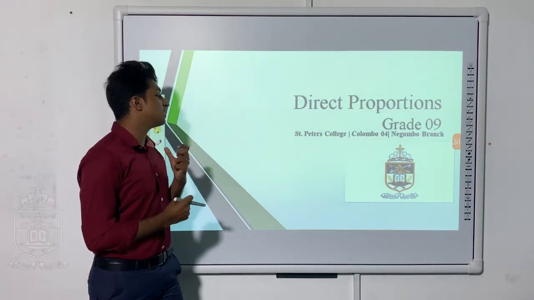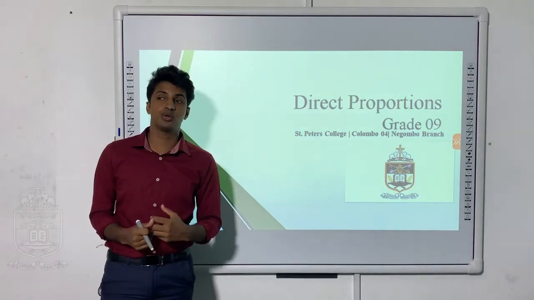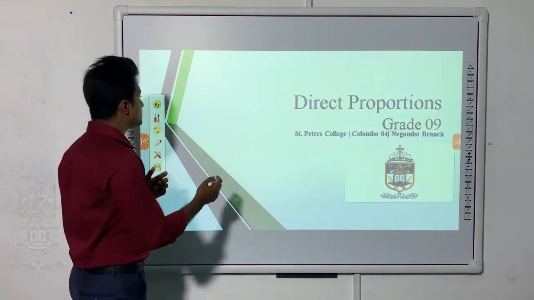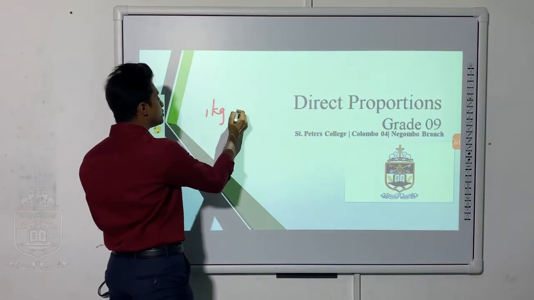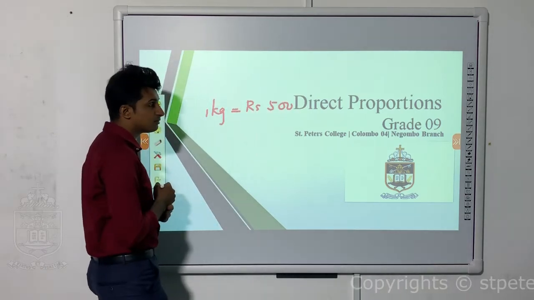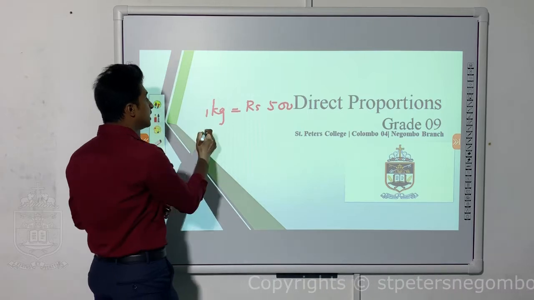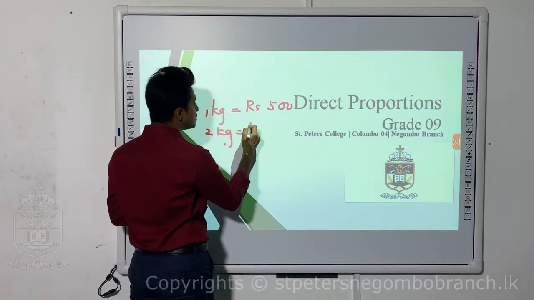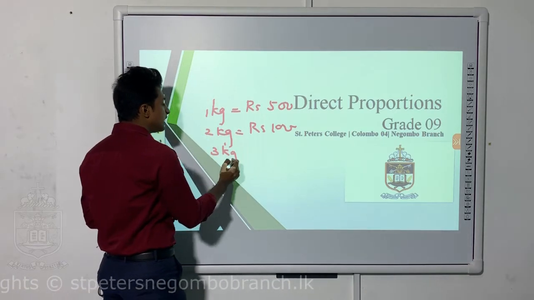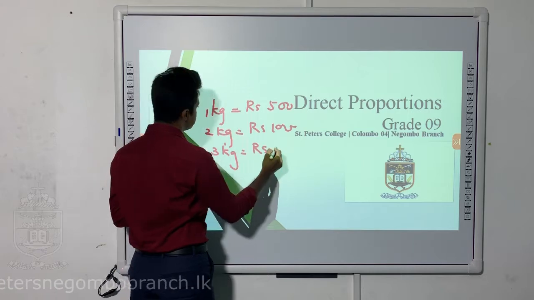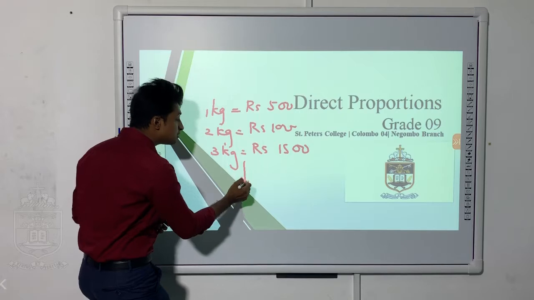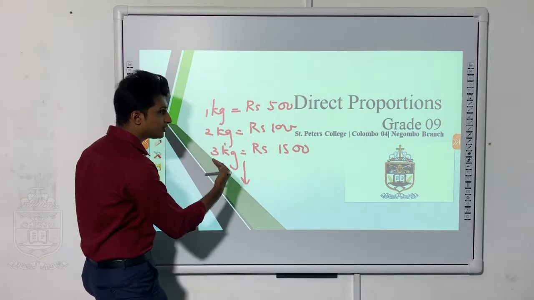Let's take an example like this. You're going to a shop to buy a packet of rice, right? Let's take 1 kg of rice to cost 500 rupees. I don't think you'll get 1 kg for 500, but anyway, let's take 500. Then 2 kg, definitely it has to be 1000, right? If you're going to buy 3 kg, it has to be 1500 rupees.